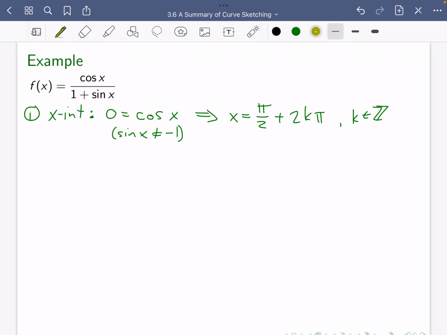What about the y-intercept? So y is equal to cosine of 0 over 1 plus sine of 0. So we'll have 1 over 1 plus 0, which is 1. That's our y-intercept.